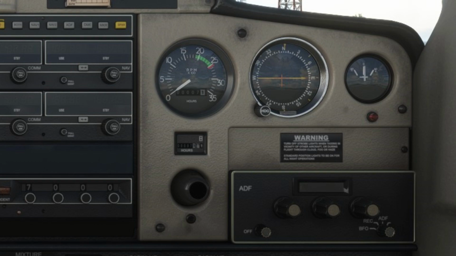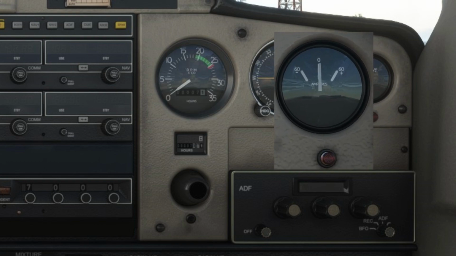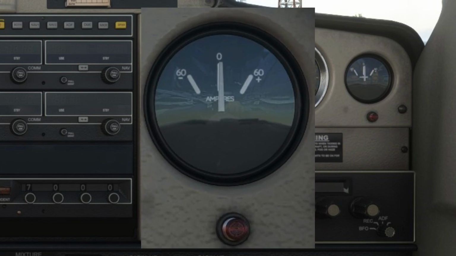Next instrument we will take a short look at is Amperemeter. It shows whether the battery is charging or being drained. If alternator is not working or is turned off when the engine is running, then all consumers will drain battery. But if alternator is running, the battery is being charged. Under Amperemeter there is also a red indicator light that shows us when battery is being drained.